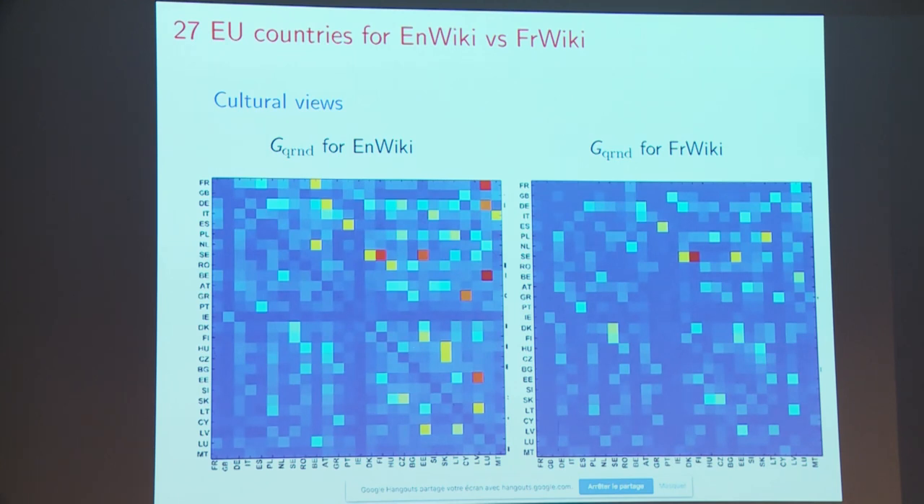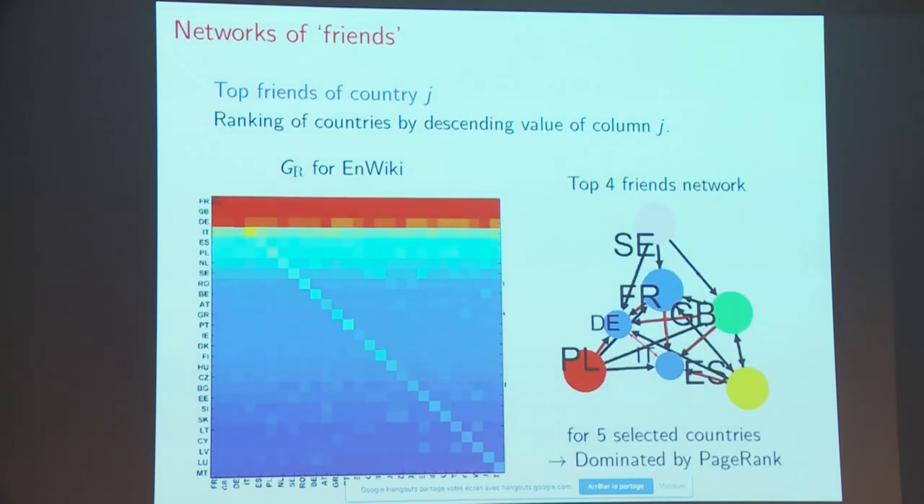For instance, if you compute GQR for the English version of Wikipedia, and on the right-hand side, for the same 27 EU countries, you build the matrix GQR for the French Wikipedia, you see that the indirect links are not exactly the same and don't have the same magnitude. You still find a strong influence between Finland and Sweden. So the question we are asking ourselves is: is there a fundamental difference between those indirect networks for different language editions, or are there some common traits that represent common knowledge that is true in different editions of Wikipedia? To investigate that, we have created what we call networks of friends.